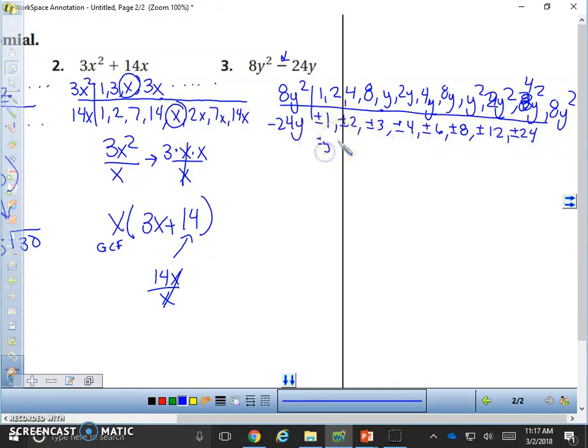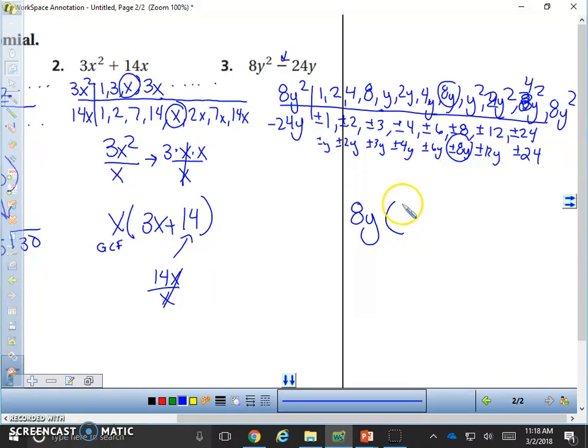Positive, negative, y, positive, negative, 2y, positive, negative, 3y, positive, negative, 4y, positive, negative, 6y, positive, negative, 8y, positive, negative, 12y, positive, negative, 24y. All right, so we're looking for the greatest one. The biggest number that goes into 8 and 24 is obviously 8, okay? Do they both have an 8y in common is now the question. 8y, 8y. And they're positive. So we're going to take out 8y, okay?